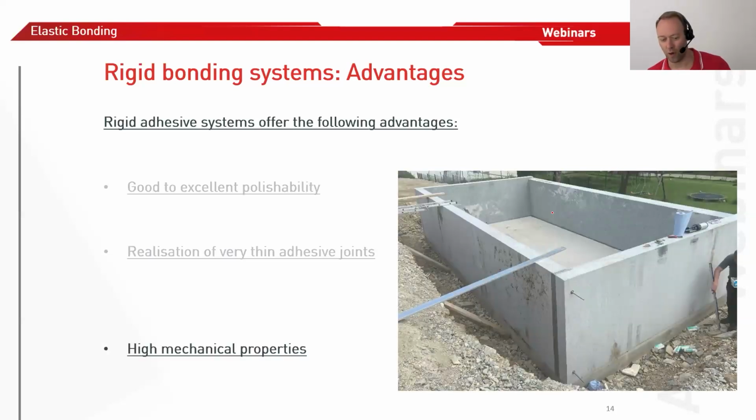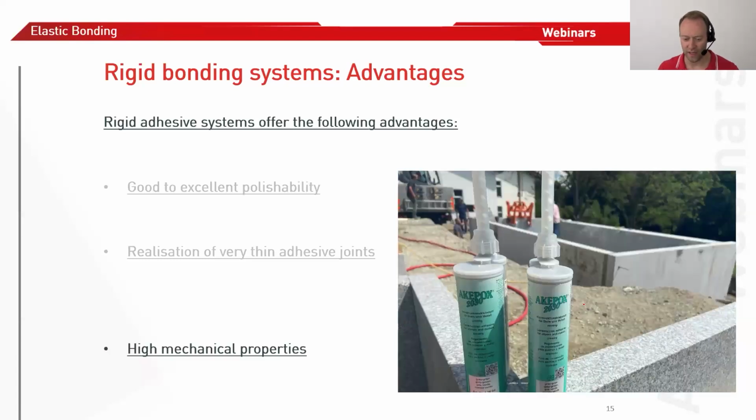Another is, of course, the very high mechanical properties. The tensile strengths of these adhesives are incredible. They have like 70, 80 Newton per square millimeter. So when you bond very massive parts together, the epoxy systems, the epoxy acrylate systems, are ideal. As you can see here in this massive swimming pool, it's only glued together with 4 massive stone blocks. And of course, here AKEPUR 2030 was used, one of our strongest rigid adhesives.